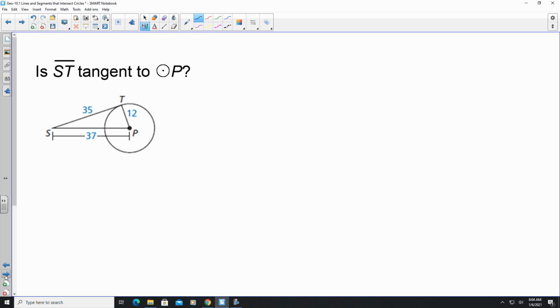One of the things we're going to be asked to do is determine if ST right here is tangent. In order to prove that ST is tangent with the measurements that are given, we have to figure out if this is a right angle. What we have here is potentially a right triangle. If we have all of these side measurements, we can implement the Pythagorean theorem, a squared plus b squared equals c squared.